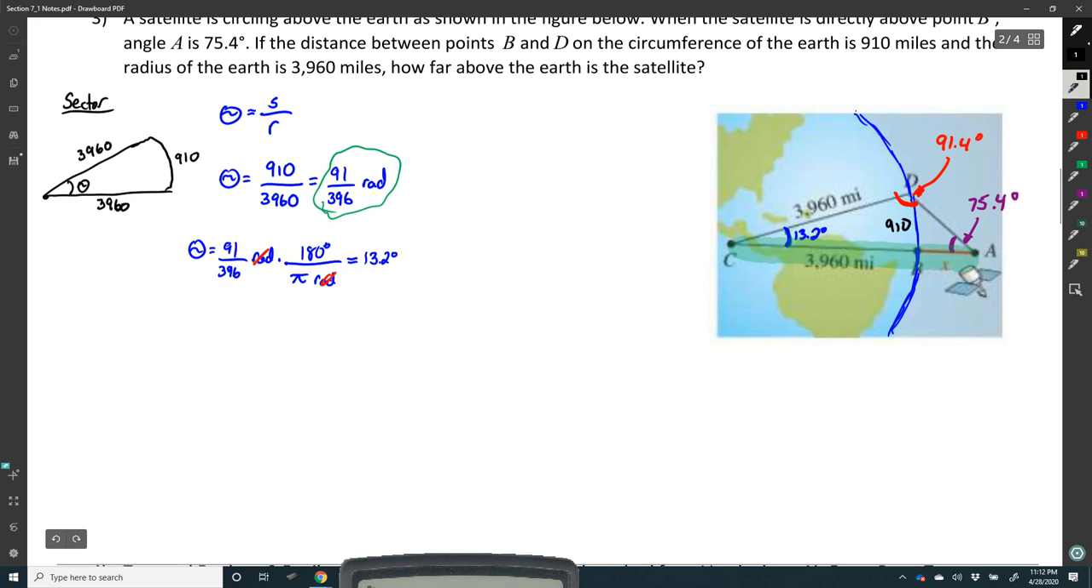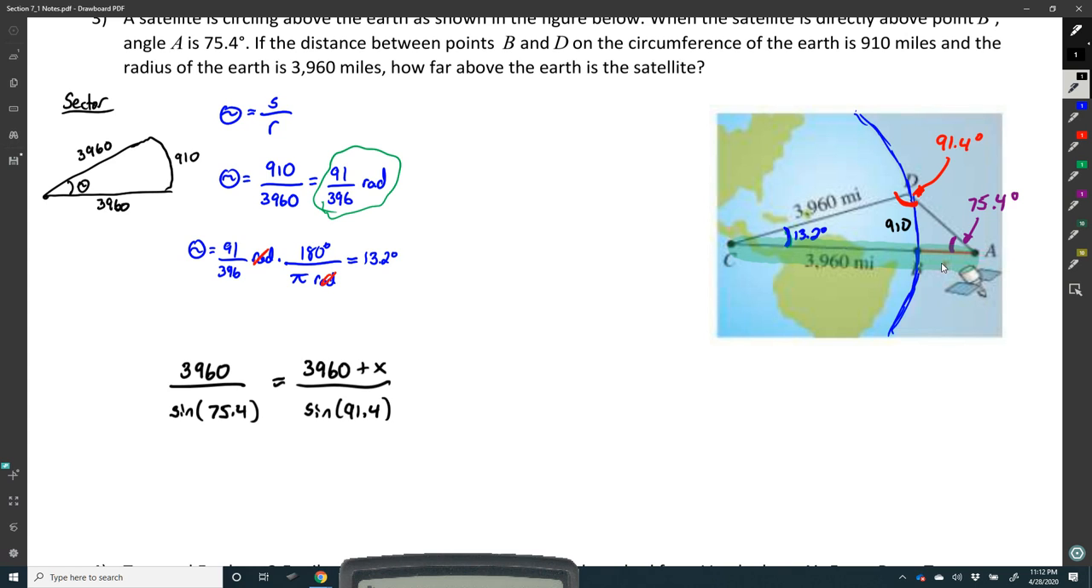So I know, and I'm looking for a side, so I'm going to put the side on top. I know that 3960, the opposite side is 75.4 over sine of 75.4 is the same thing as, now this side is 3,960 plus x divided by sine of 91.4. All right, so now all I got to do is solve for x.